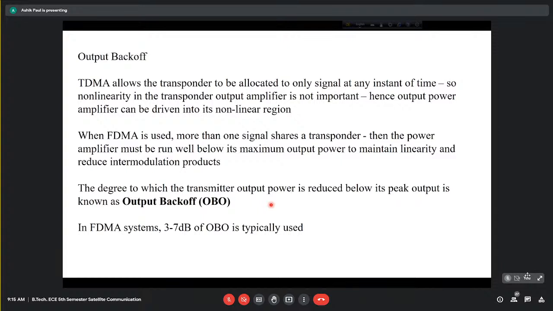So in order to avoid that, some kind of a balance, some kind of an optimization is done between going for maximum output power and reducing the intermodulation products and maintaining linearity of the system. So for that reason, the operating point or the Q point of the output amplifier is usually downgraded. I should say it is reduced. It is moved back to the linear region of operation. There, you maintain the linearity of operation and you have reduced the intermodulation products, but at the same time the maximum output power is also reduced below its peak value. This degree to which the transmitted output power is reduced is known as the output back off.